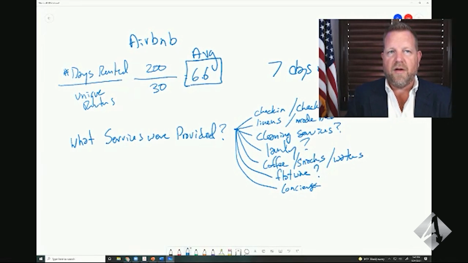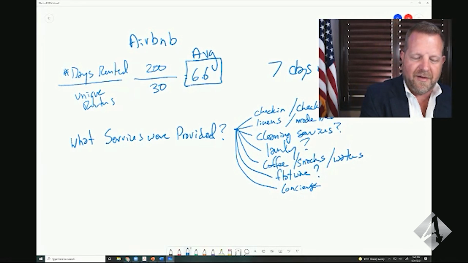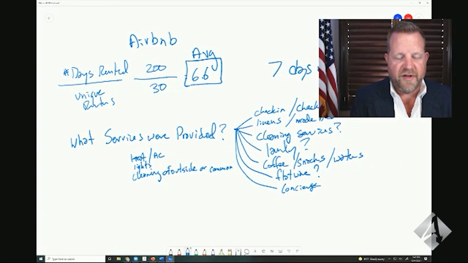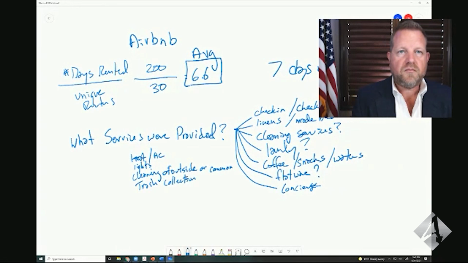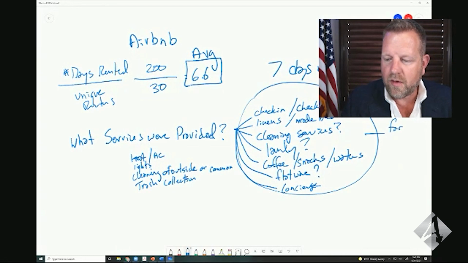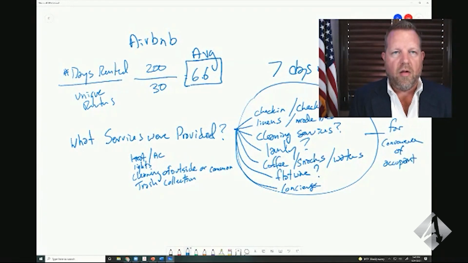What we don't worry about is like heat, air, AC. We don't care about lights, cleaning of outside or common areas, public entrances, stairways, lobbies, all that stuff, trash collection, we don't have to worry about, so forth. What I care about are these guys over here, because these are for convenience of the occupant. And all of these will factor in for something here in a second.